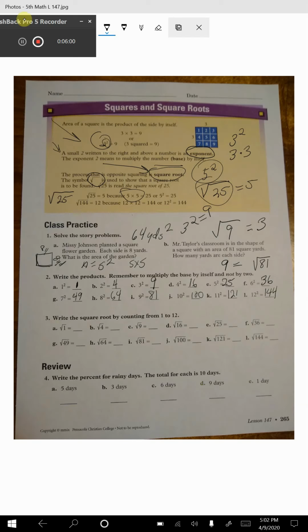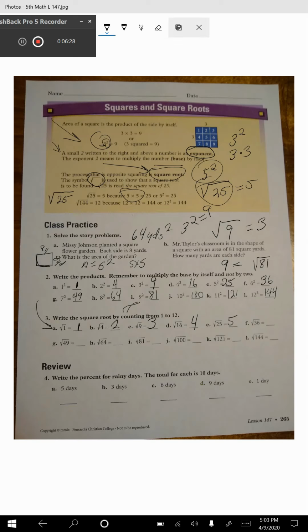Now we're going to do the opposite. Now we're going to find the square root. What two numbers multiplied together get 1? Right? 1. What two numbers multiplied together get 4? What two numbers multiplied together get 9? What two numbers multiplied together get 16? What two numbers multiplied together get 25? Oh, do you see a little bit of a pattern here?